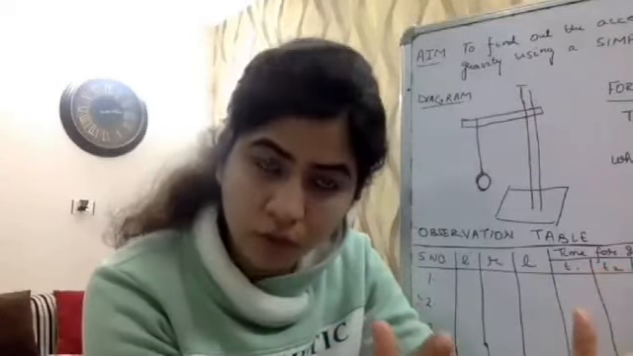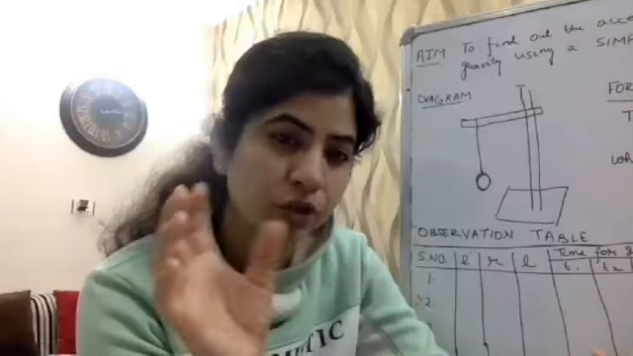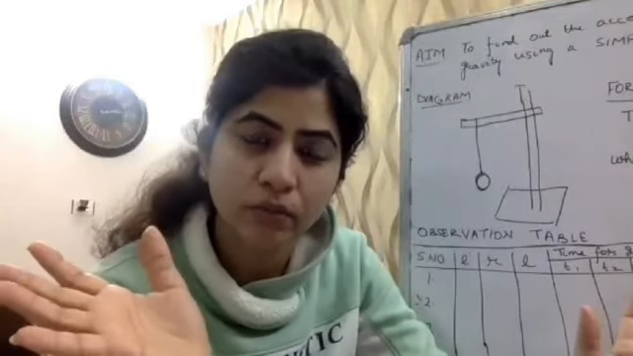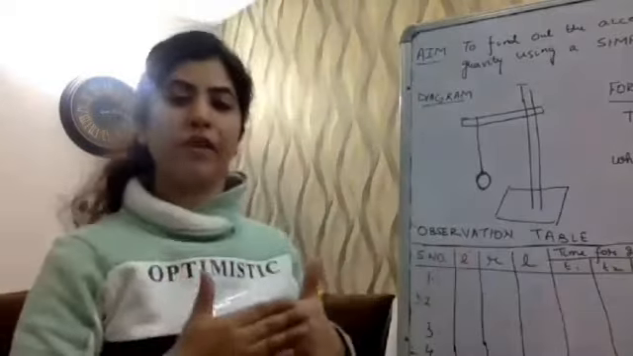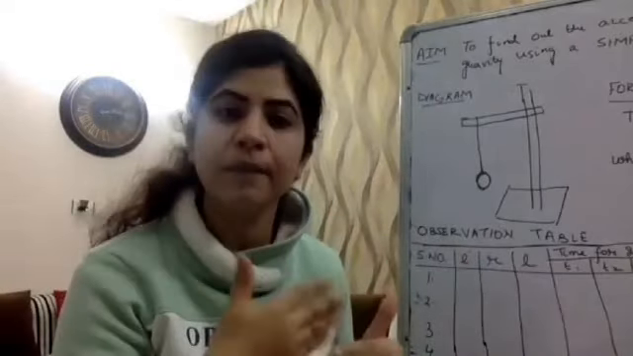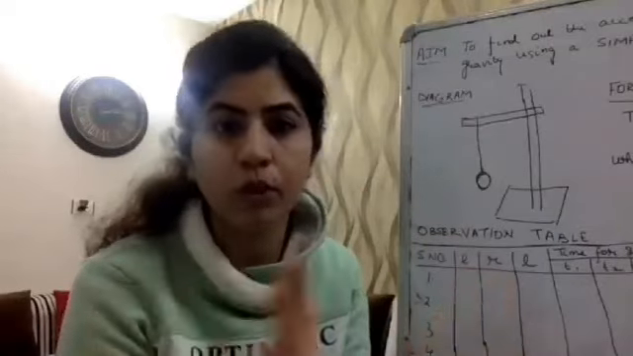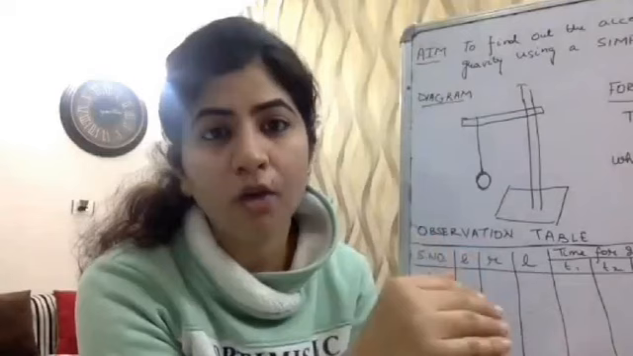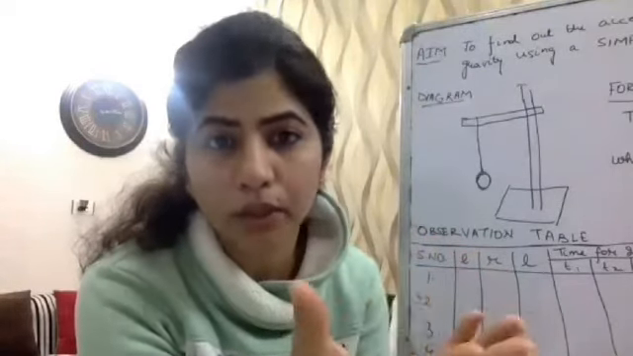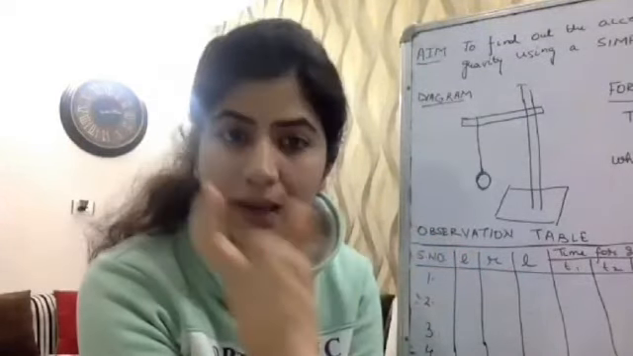And we all know the value of acceleration due to gravity on Earth. And what is that value? 9.8. So when we come to 11th, this is our previous knowledge. We all know what is acceleration due to gravity, what is the value of acceleration due to gravity. But now in 11th standard, you will be finding out its value.